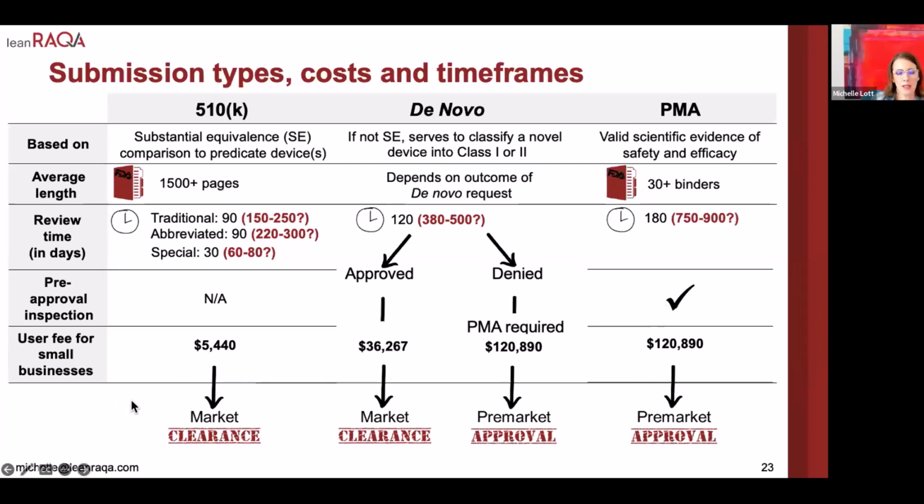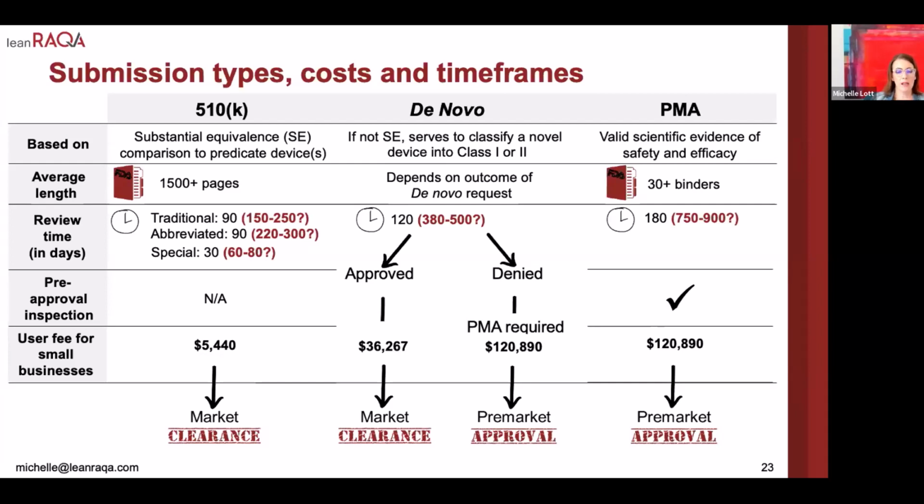The user fees, this is the FDA fees. This ranges anywhere from about $5,000 up to $120,000 if you have a small business designation. And so the fees are significantly reduced over other market geographies.